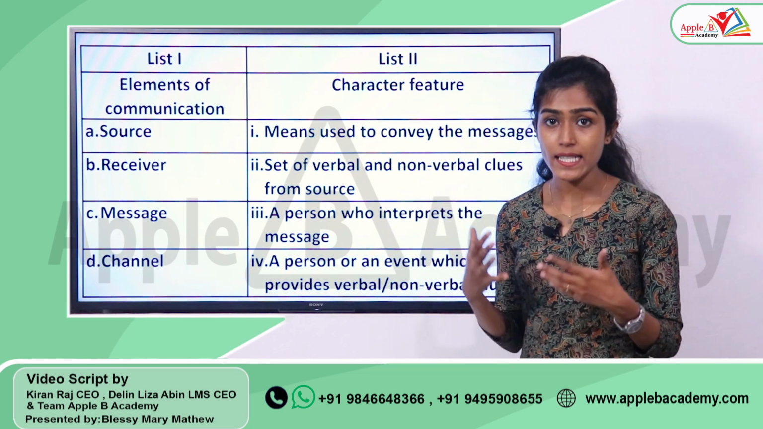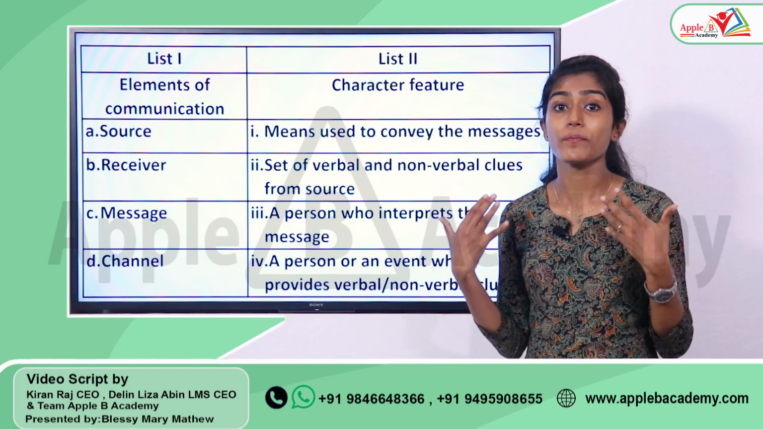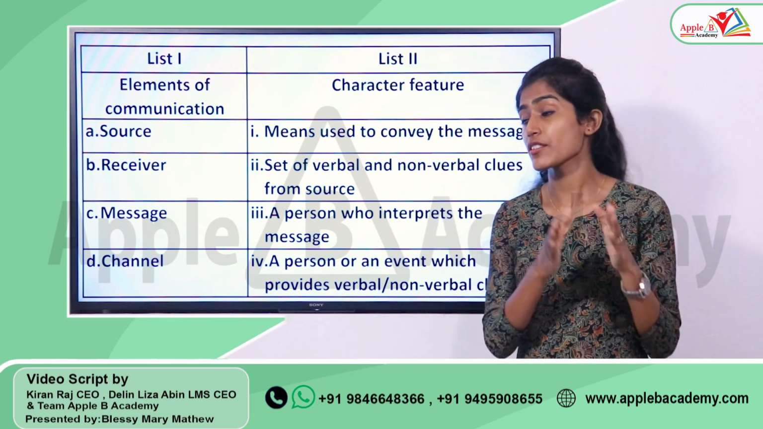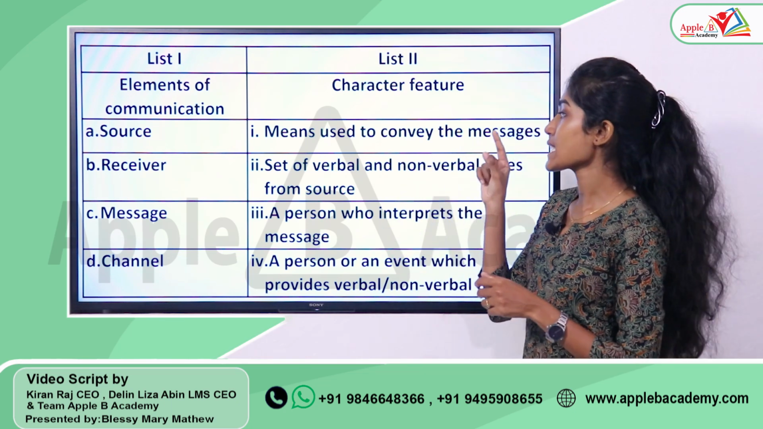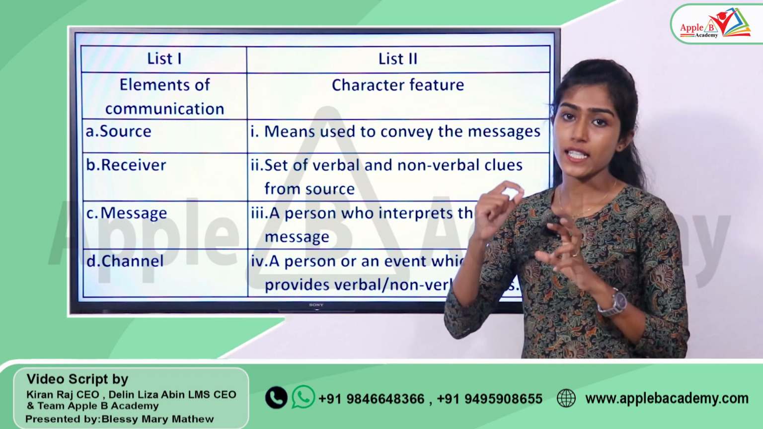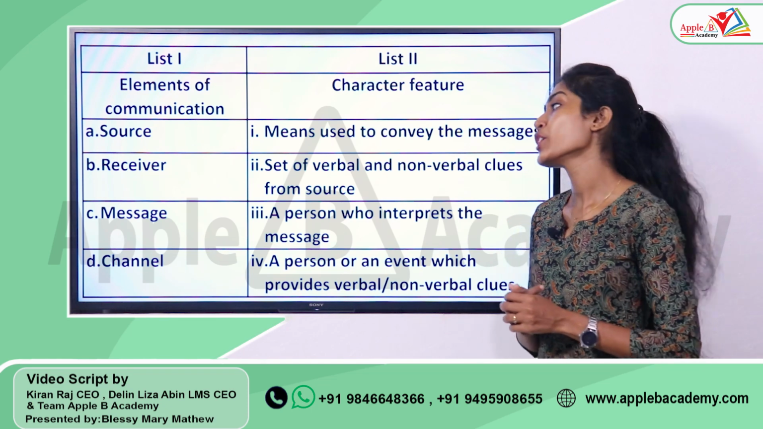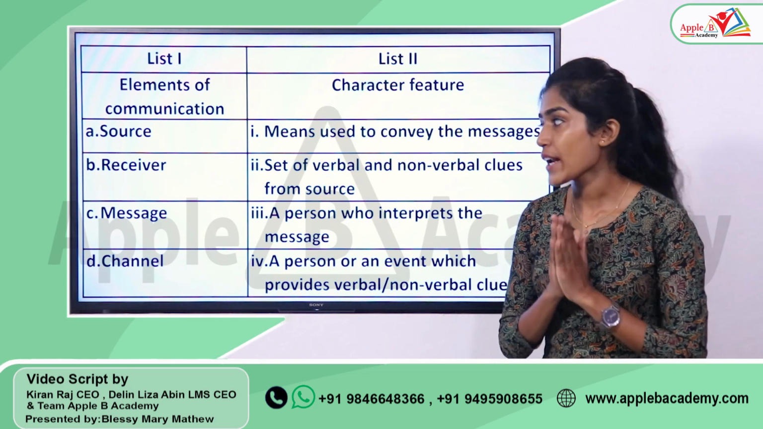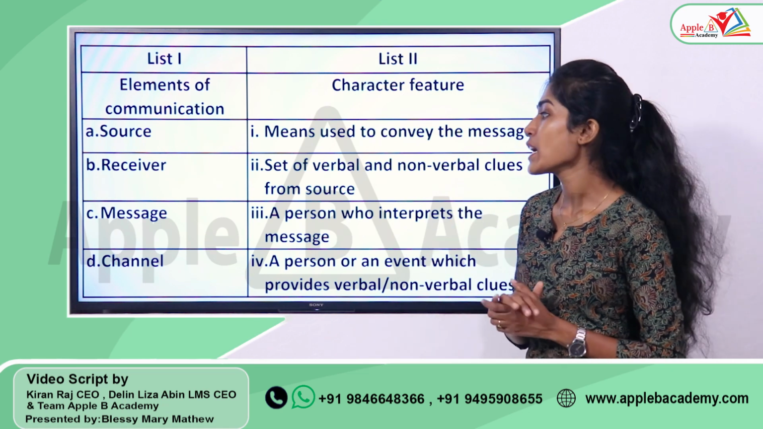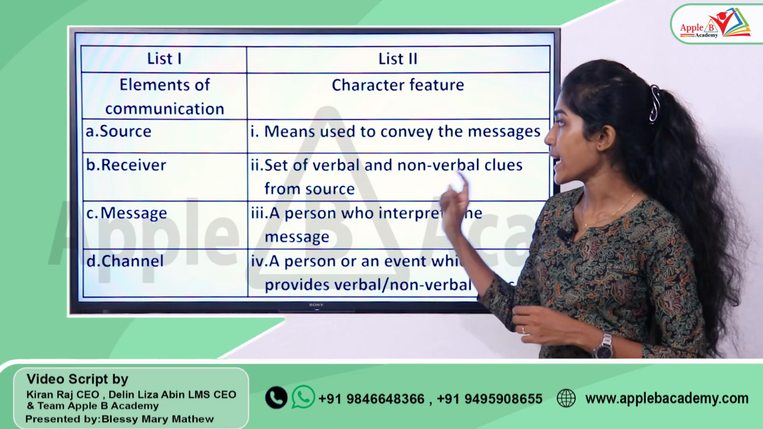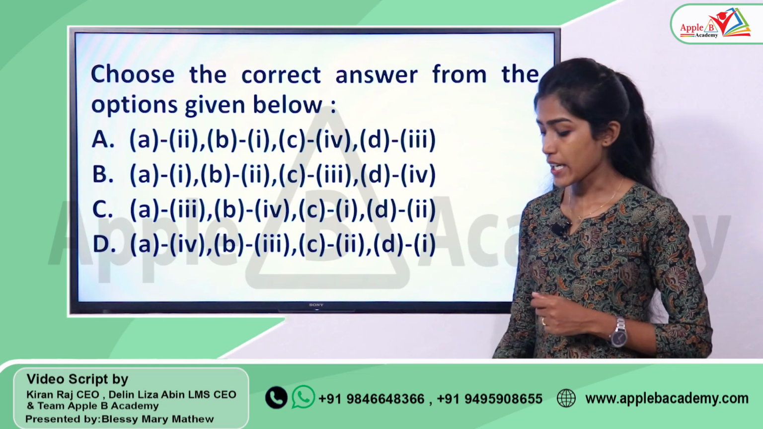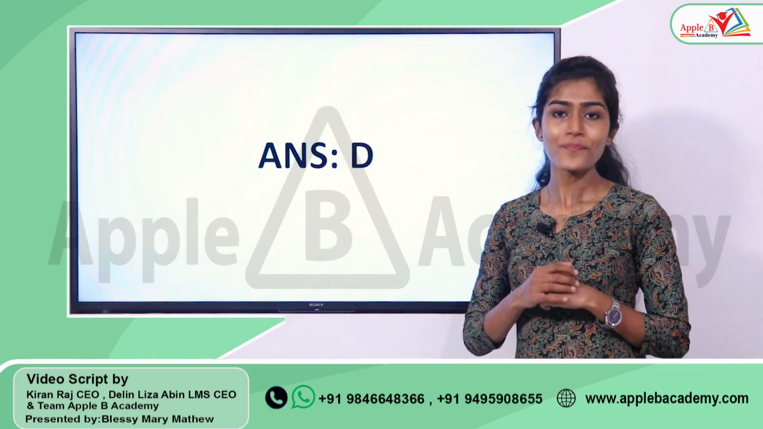Moving to the final option in elements of communication, that is option D, channel. Channel can be called the means or the medium through which this message flows from the sender to the receiver. In that respect, we can say that it is the means used to convey the message. So channel is basically the means through which the sender is conveying the message to the receiver. So option A can be associated with 4, B is 3, C is 2, and D is 1. So A4, B3, C2, D1 is option D. So the right answer for this question is obviously option D.